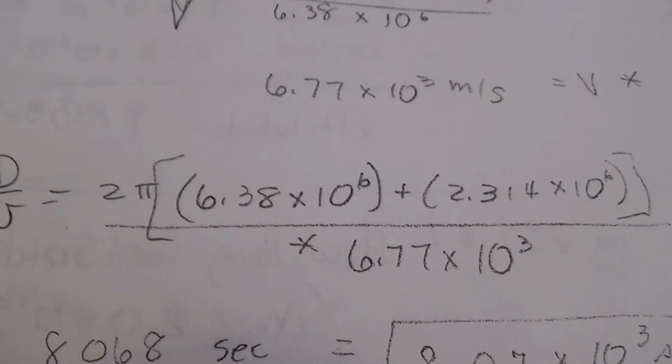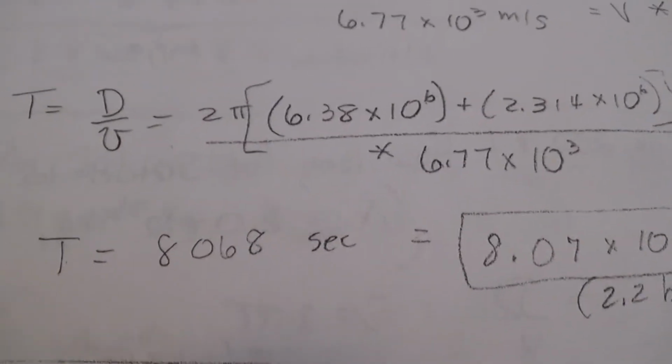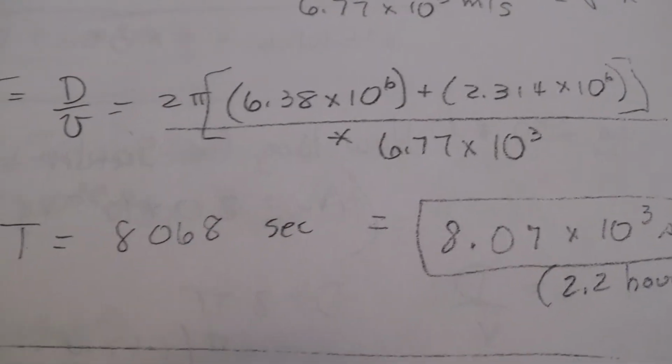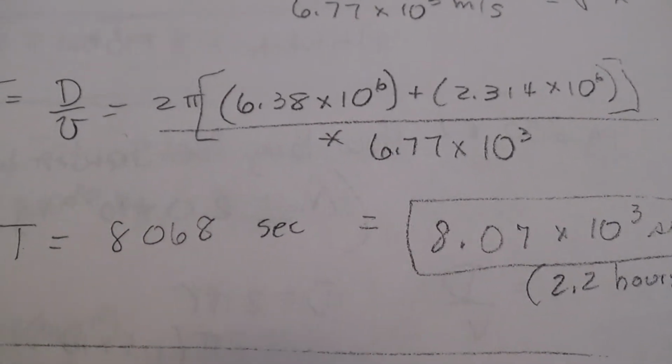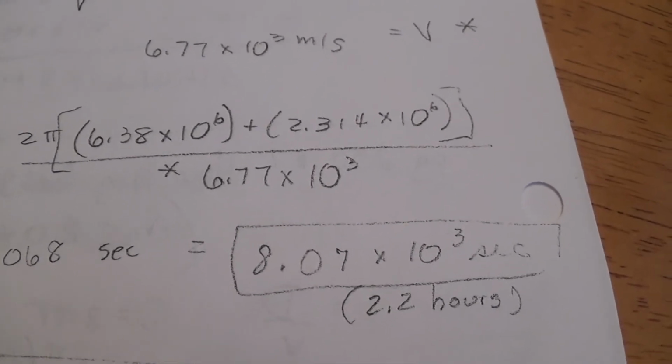Putting that back in for v, where did it go? Down here. And it turned out to be 8,068 seconds. In sig figs, we could use 3.